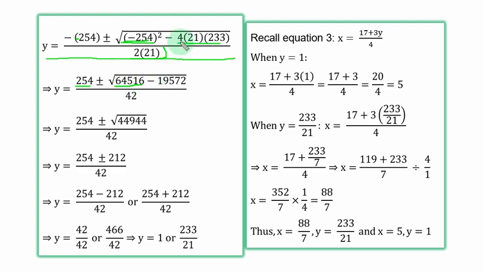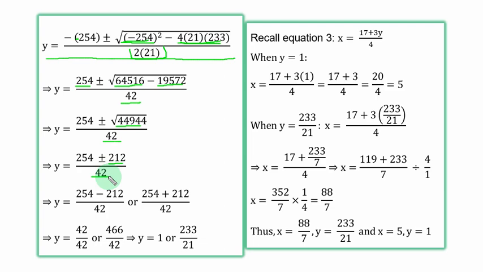If you square this value, you have 64,516. If you multiply these three numbers, you have 19,572. We go further by subtracting the numbers in the roots, and you have 44,944. If you take the square root, you have 212. So at this point, y is equal to 254 plus or minus 212 over 42. That is from 2 times 21 now. You have 42, 42, and 42.